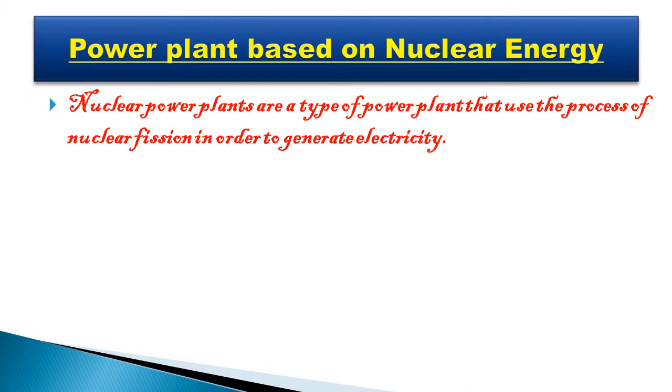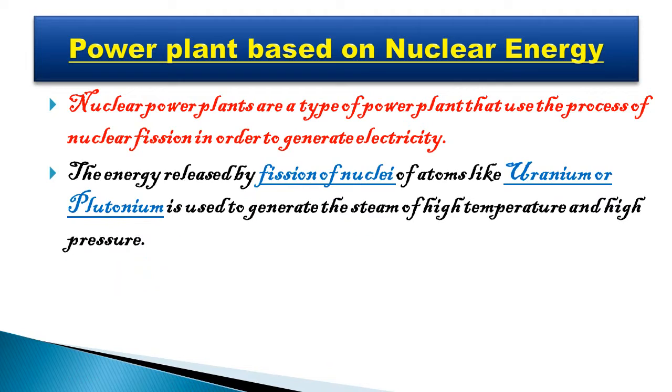plant that uses the process of nuclear fission in order to generate electricity. Now here, what is the meaning of nuclear fission? Nuclear fission is a reaction in which the nucleus of a heavy element is split or broken down into a smaller nucleus or smaller particles. We will study it deeply in our next slides. I hope you have got a little idea about what nuclear fission is.